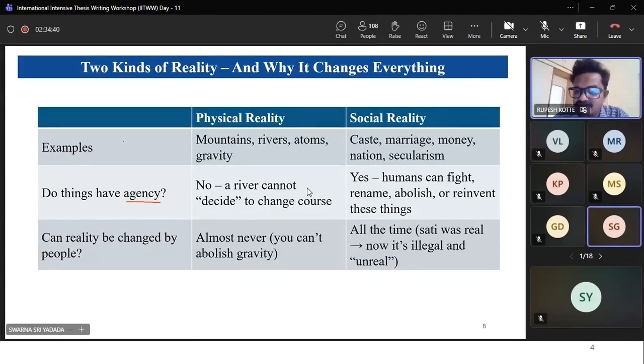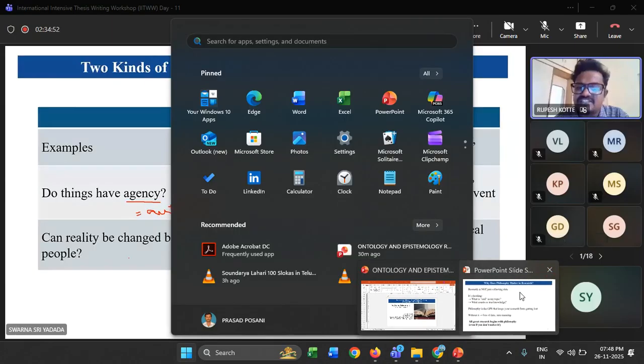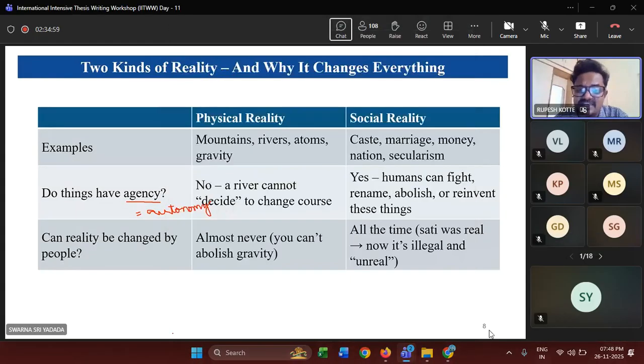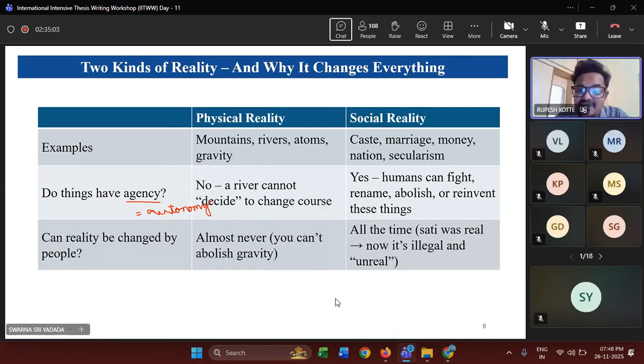So a river cannot have this agency. It cannot decide on its own. It is an object. It is there, but it's different in humans. In humans, there is agency. Humans can fight, we can rename, we can abolish certain things, we can reinvent these things. So can reality be changed by people?